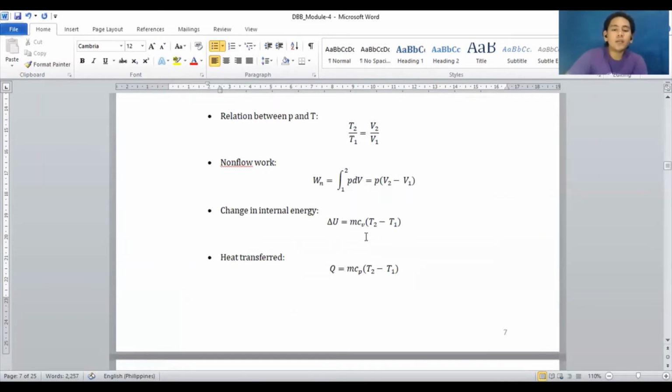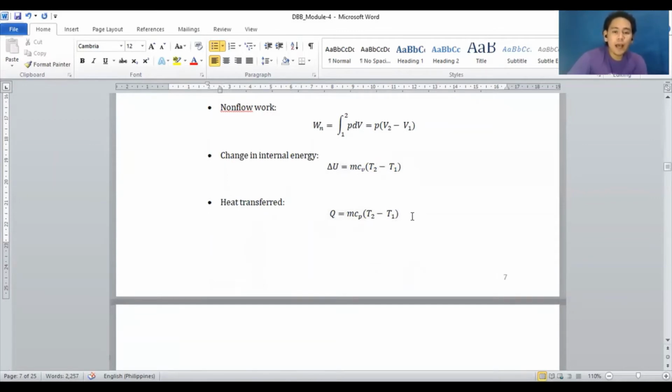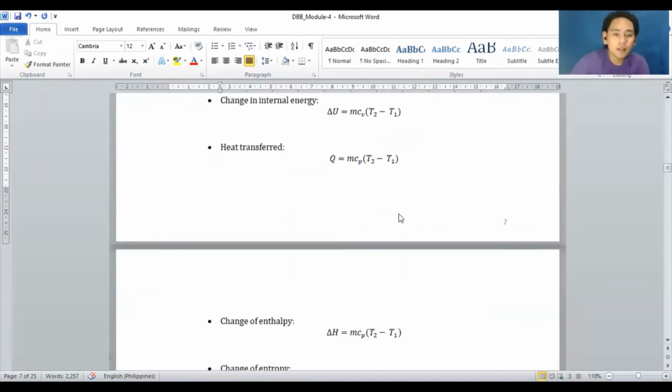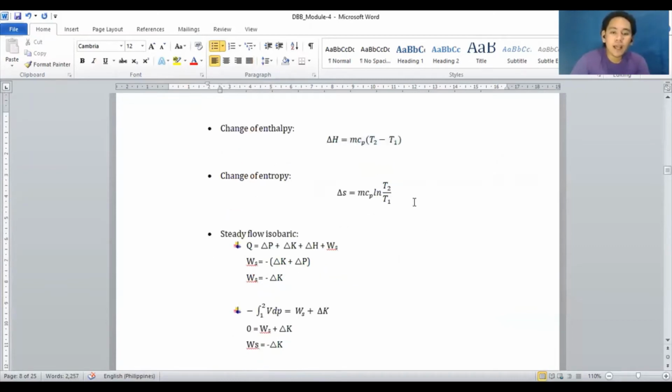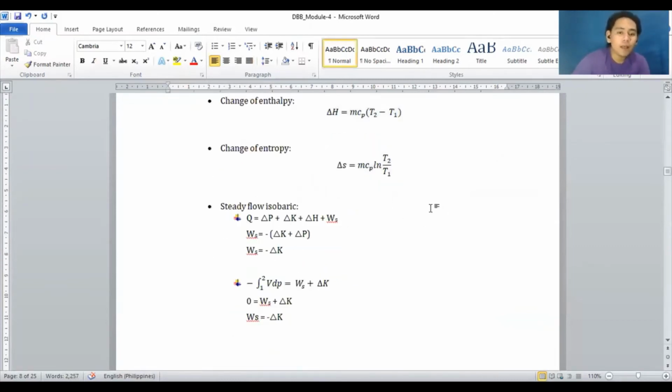Now, change in internal energy. For delta U equals mCv delta T, it's the same. Now, in heat transfer, as I recall a while ago, I said that in an isobaric process, the specific constant is Cp, while in isometric process, the specific constant is Cv. So therefore, in heat transfer, your Q is mCp delta T. Now, in change of enthalpy, delta H equals mCp delta T, which is the same. Now, in change of entropy, mCp ln T2 over T1.